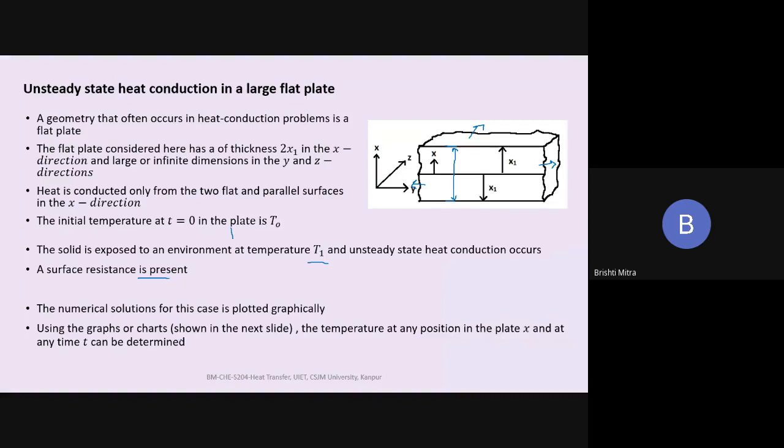Now, the numerical solutions to this kind of geometry are plotted graphically. We try to find out in terms of graphs. So what kind of graphs? That I will show you slowly. Using the charts which we will be showing in the next slides, the temperature at any position in the plate and at any time t can be calculated. So you can calculate the temperature at any x value and at any t value. Let us see what kind of charts we have.